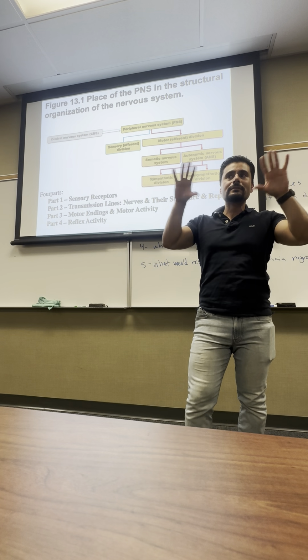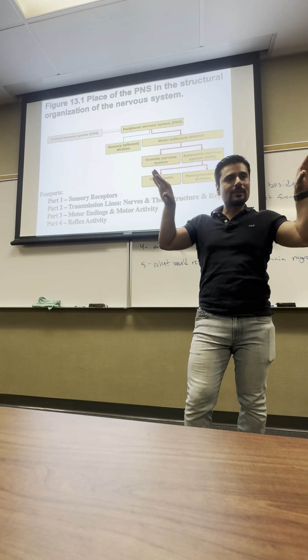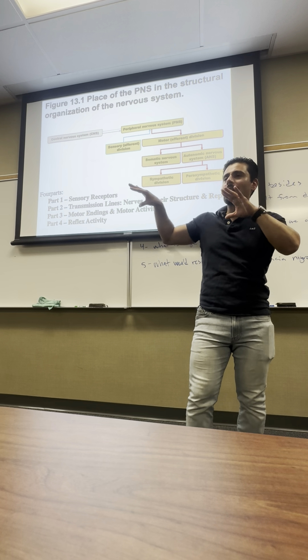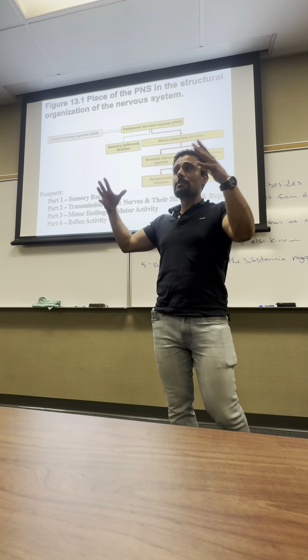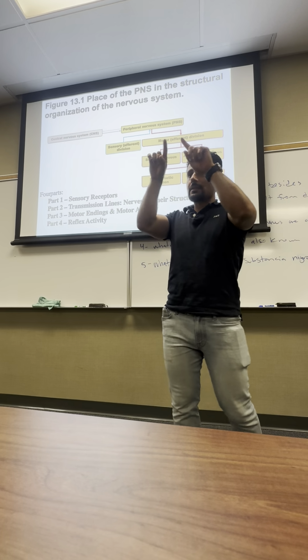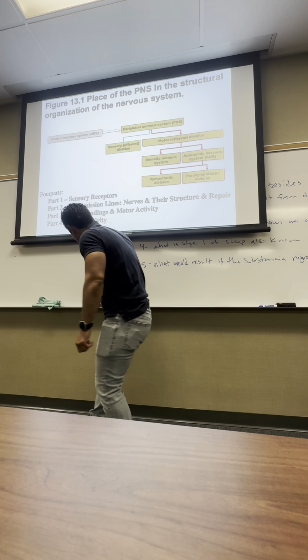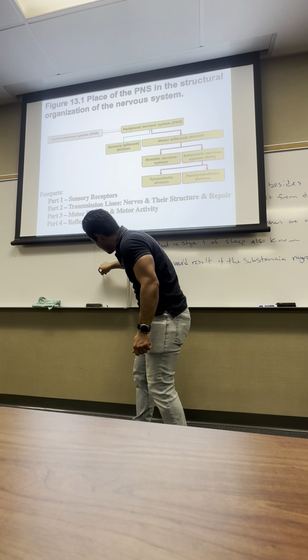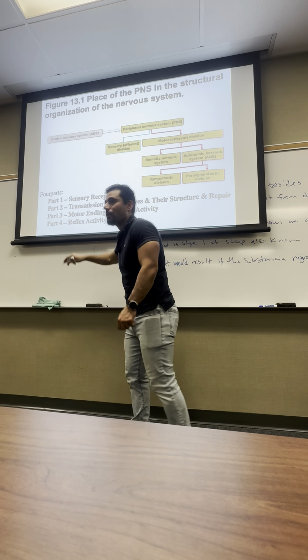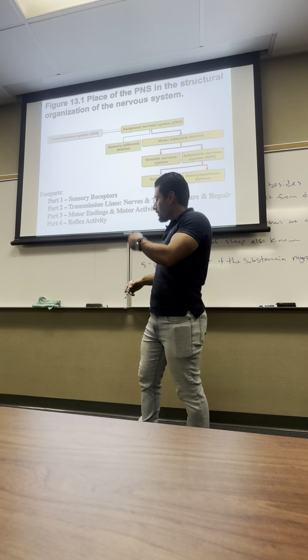Peripheral means what? Towards the outside, kind of the periphery, on the fringes, on the edges. So what is part of the peripheral nervous system? It's the nerves that emanate from the spinal cord. So the spinal cord is like this, and then you have 31 of these nerves. Those are called spinal nerves. We've got 31 of those.